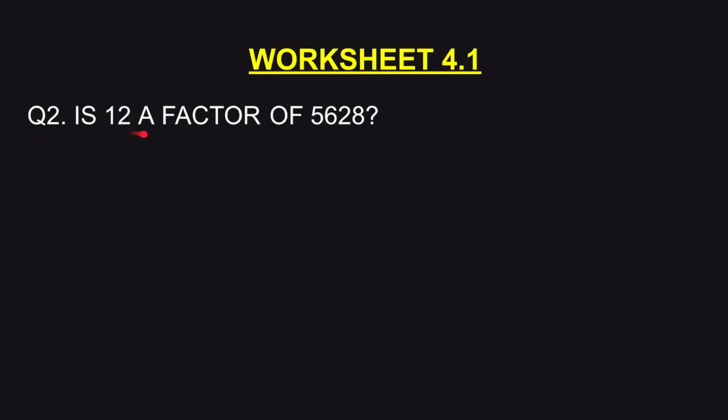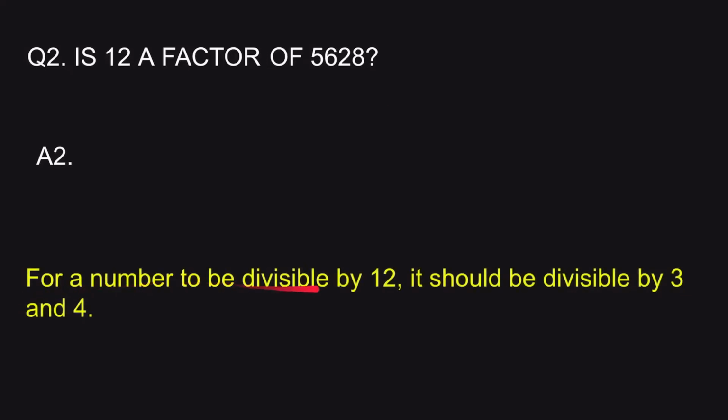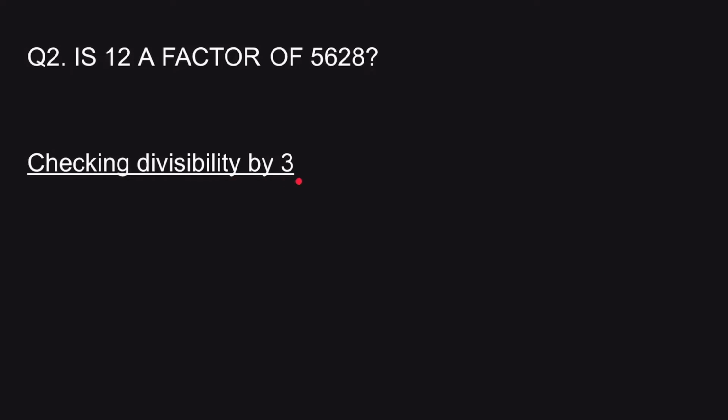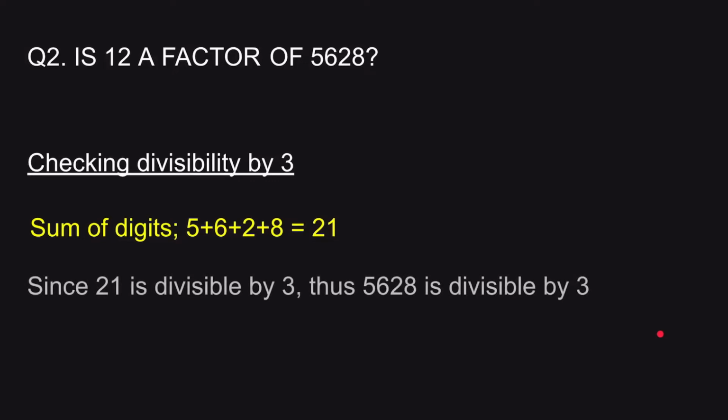Question 2 was, is 12 a factor of 5628? For a number to be divisible by 12, it should be divisible by 3 and 4. Why? Because 12 is equal to 3 into 4. First, we'll check for divisibility by 3. We will find the sum of these digits 5 plus 6 plus 2 plus 8. This gives us 21. 21 is divisible by 3 because 7 threes are 21. Since 21 is divisible by 3, thus 5628 is divisible by 3. Now, we will check for divisibility by 4.